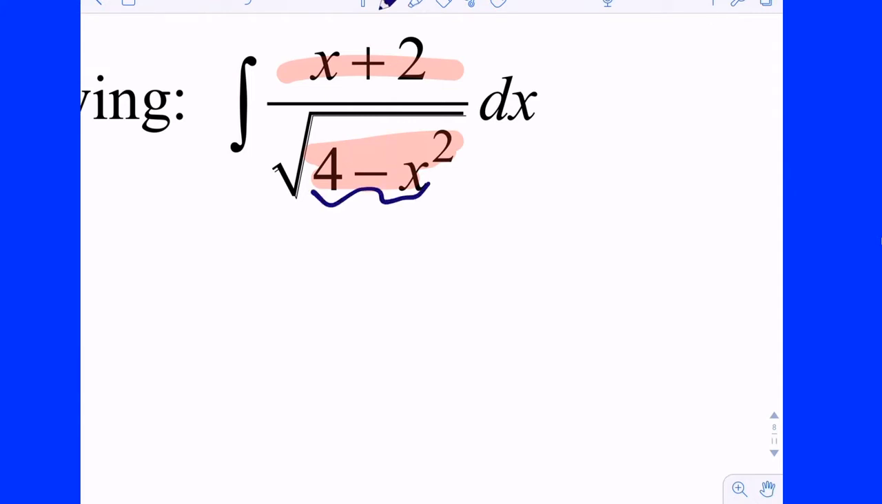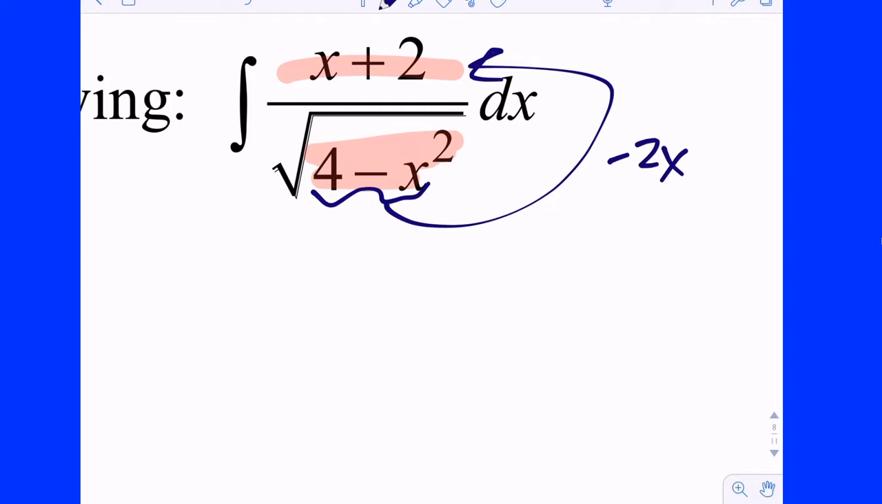What's the derivative of 4 minus x squared? Negative 2x. Is that what we have in the numerator? No. Are we only off by a constant? No. Uh-oh. This looks pretty dire. Notice that if that plus 2 weren't there, I would only be off by a negative 2, right? And I could have a correction of negative 1/2, bring it to the top, and use the power rule. So the plus 2 is causing us problems from using the power rule.